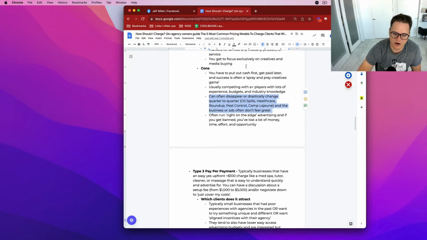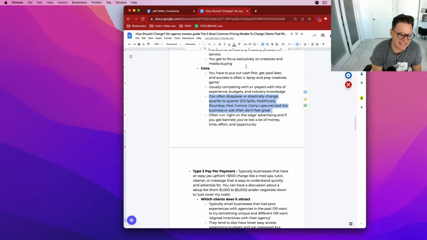Here's an interesting part. It can often disappear or drastically change quarter to quarter. So oil spills are a big deal, and now they aren't, which means all your competency around oil spills is gone. Healthcare is a big deal, maybe like 1 month out of the year. Roundup is going to be a big deal, and then now it's not. Pest control, okay, depending upon the season and the region. Camp Lejeune, you've been seeing that a lot. Next year it'll be gone type of thing.